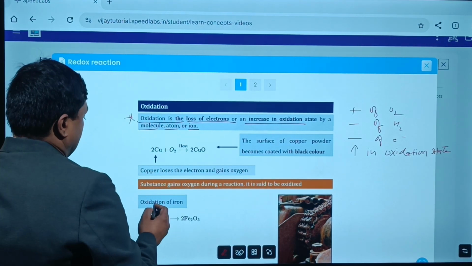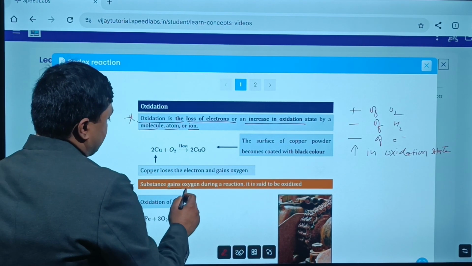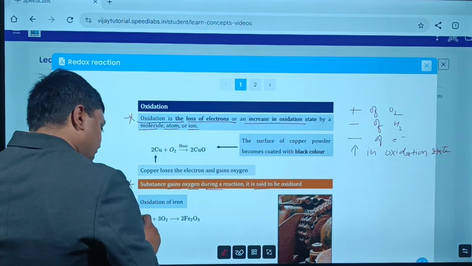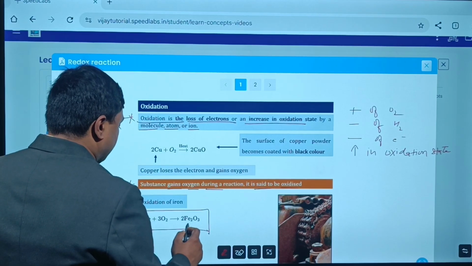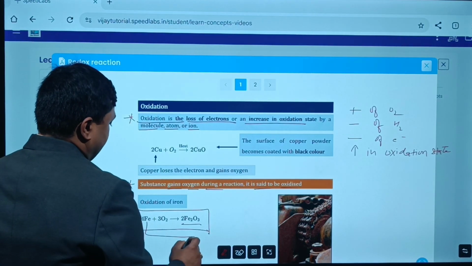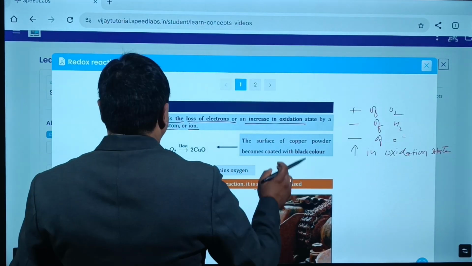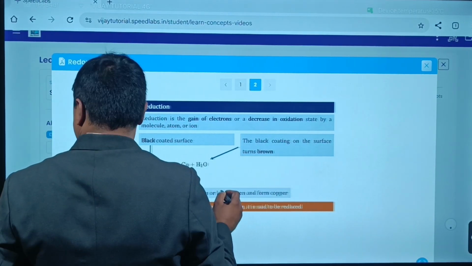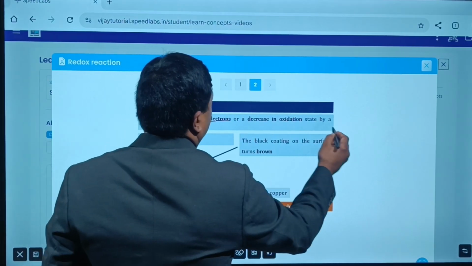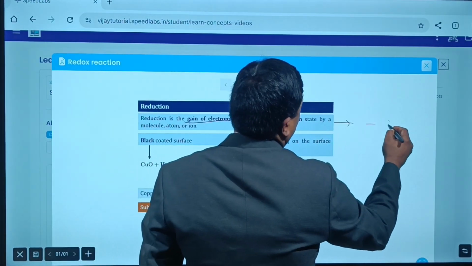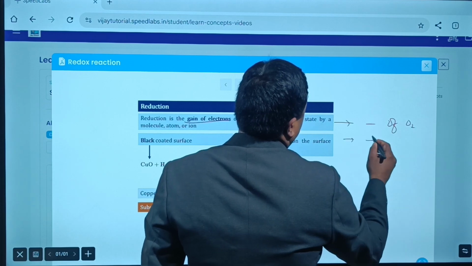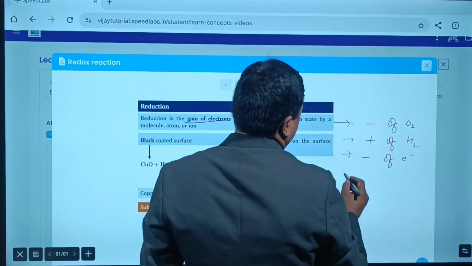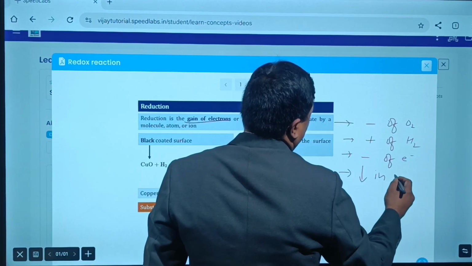The substance which gains oxygen during the reaction is said to be oxidized. So we can see Fe plus O2 gives you Fe2O3. So iron is getting oxidized. Yes or no? Here, reduction: what we learnt, reduction means generally removal of oxygen or addition of hydrogen or gain of electrons. Or we can say decrease in oxidation state.